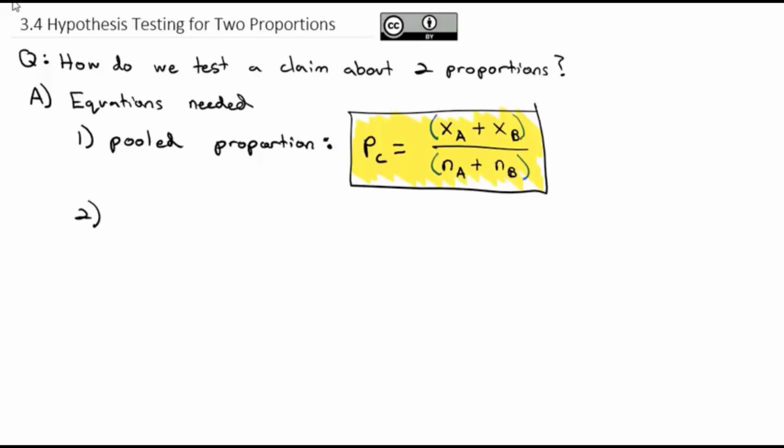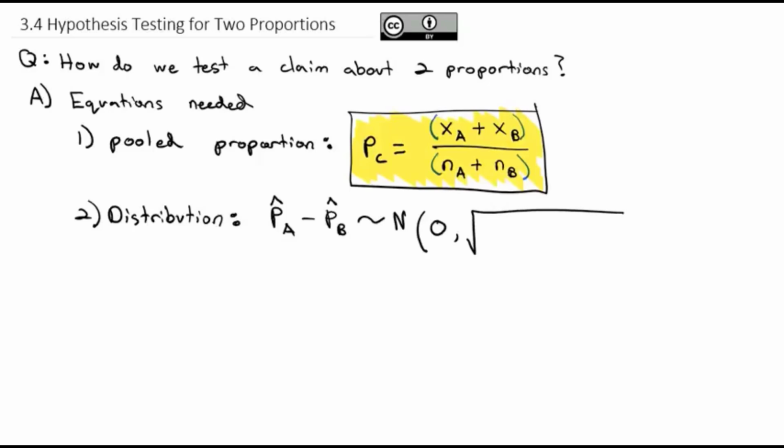The second formula you need to know is the distribution for two proportions. When we compare two proportions, we don't just compare them. What we actually do is take the first sample proportion and subtract the second sample proportion. We're actually looking at the distribution of the difference between the proportions. And they are normally distributed, as you might expect. And if they are the same, we should have a difference of 0.